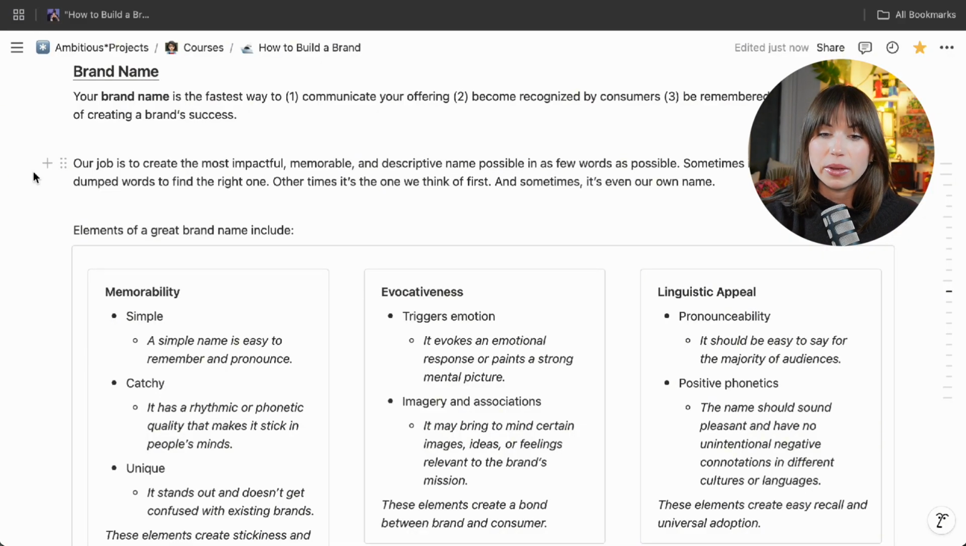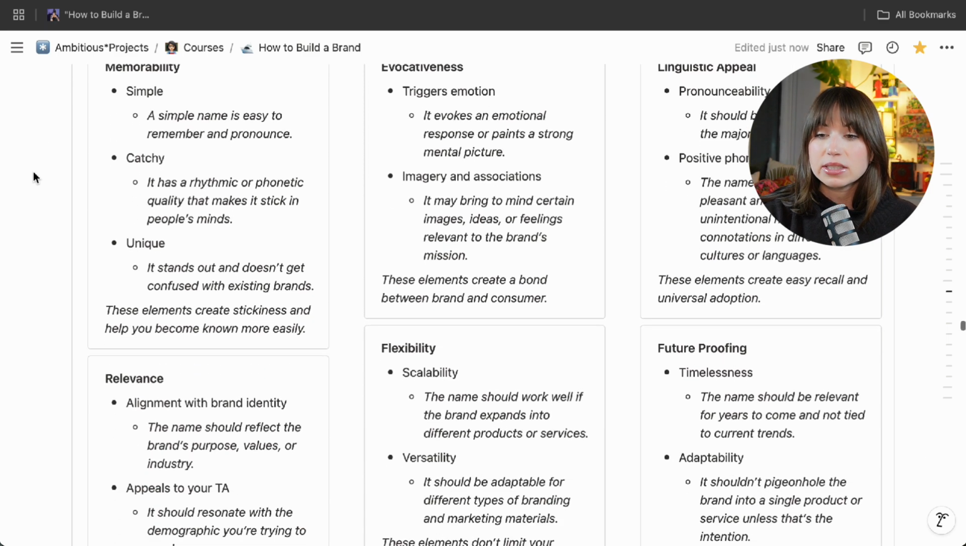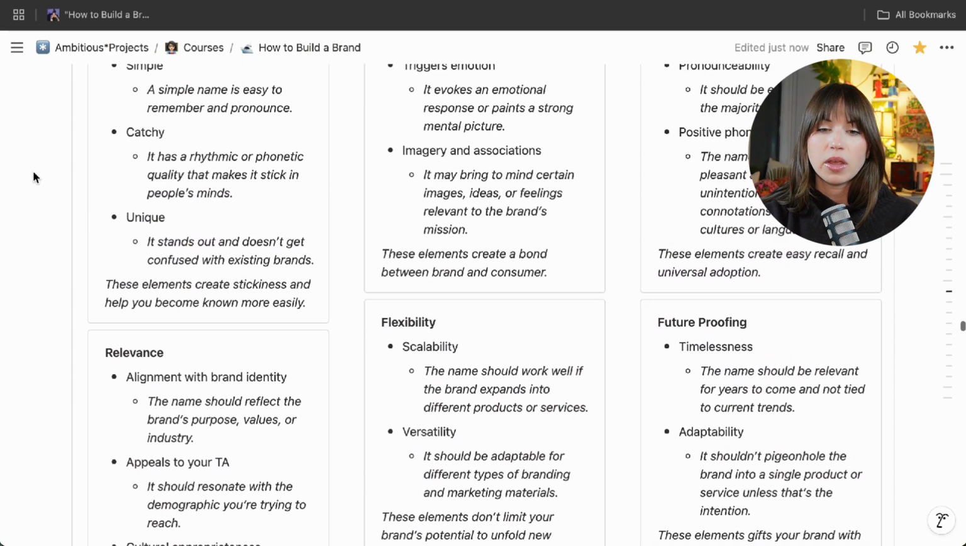Our job as the brand team is to create the most impactful and memorable experiences for our consumers who are coming into contact with our brand. So we want to ensure that these elements, of which there are 7, are included when it comes to creating a great brand name. We have memorability, evocativeness, linguistic appeal, relevance, flexibility, future-proofing, and availability. So taking it from the top, memorability.